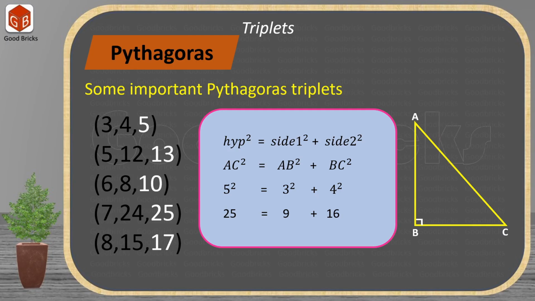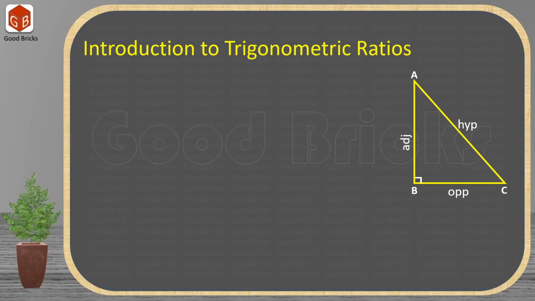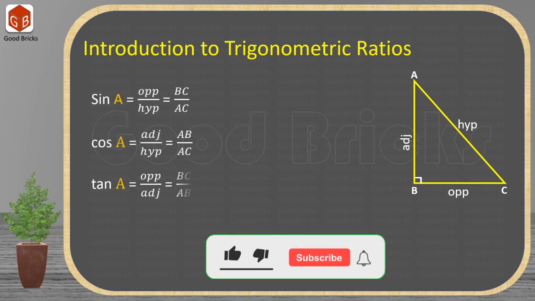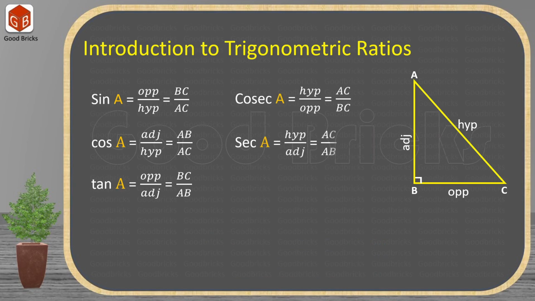Let us now discuss introduction to trigonometric ratios. See, there are 6 different trigonometric ratios. What are they? Sin theta, cos theta, tan theta. And for sin theta, the reciprocal of sin theta is cosec theta, reciprocal of cos theta is sec theta, reciprocal of tan theta is cot theta. Knowing these trigonometric ratios is very much basic and important concept.